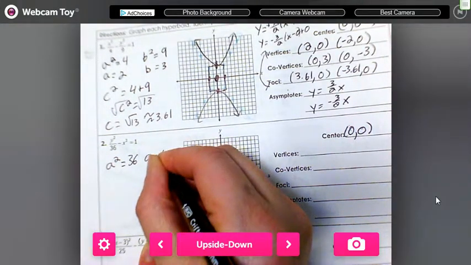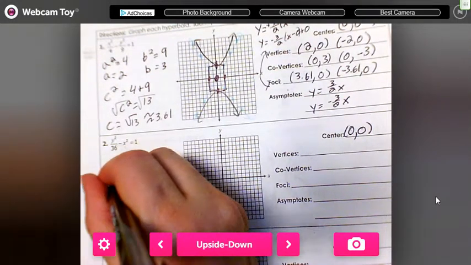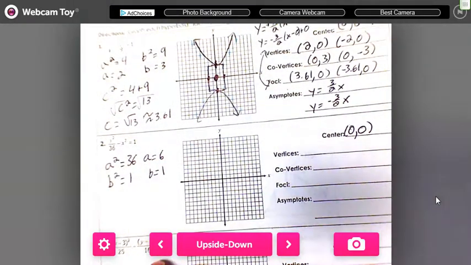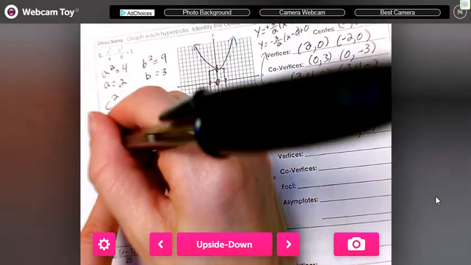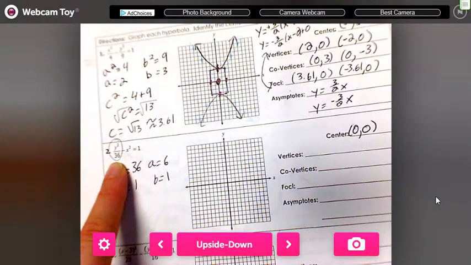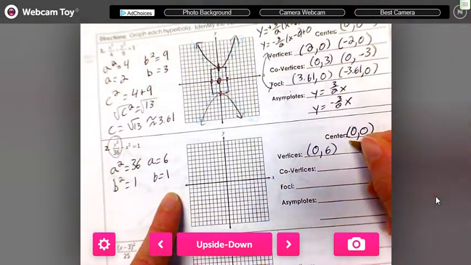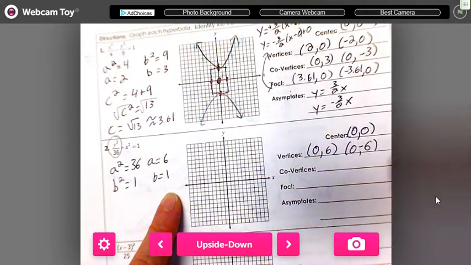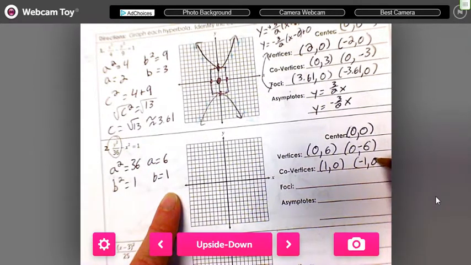Okay. Is there anything under x squared? No. So we know it has to be 1. B squared equals 1, so B has to equal 1. Okay? So I know my vertices. So this is under which letter, x or y? It's under y. So I know my vertices are 0, 6 and 0, negative 6. Okay? The y value changed. Okay? My co-vertices are 1, 0 and negative 1, 0.